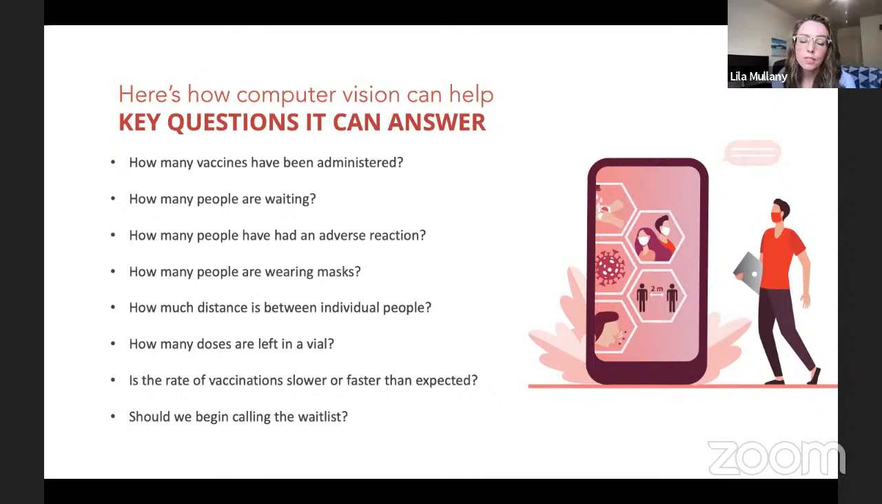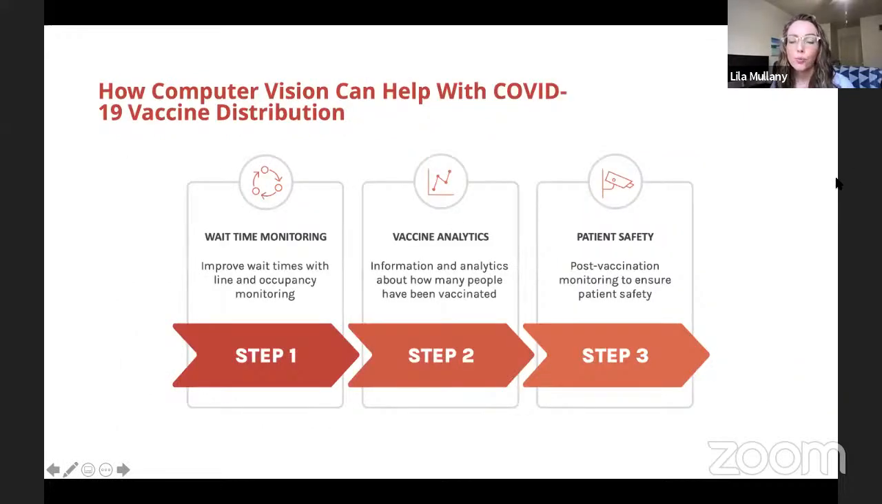And then also some basic questions that Manu described, like, are people social distancing? Are people wearing masks? Is anyone not wearing a mask? You can get really creative with the types of questions you can answer with computer vision applications. Next slide, please. So for this particular problem, because there are these 3 phases of the vaccination center, we thought it would be most appropriate to tackle it one phase at a time, as Liz described.